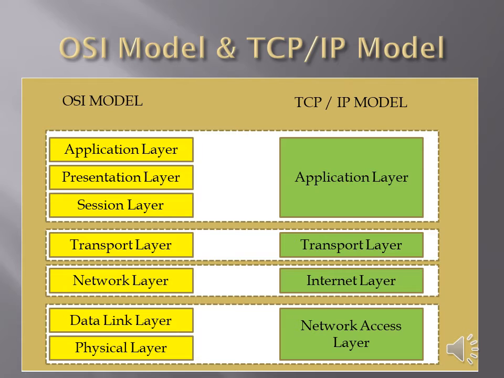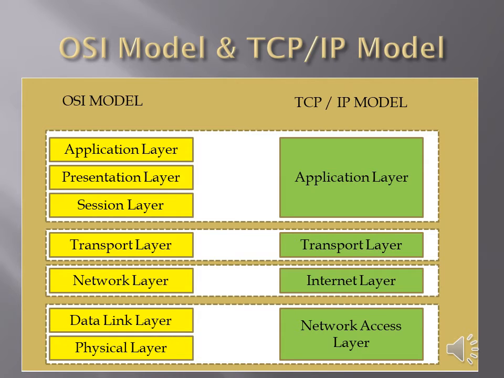You can see that application layer in the TCP/IP model is giving the functionality of 3 different layers in the OSI model. That is application layer, presentation layer and session layer. Means in the application layer in TCP/IP model, application services, encryption, decryption, translation, encoding, decoding and session establishment all are happening in the single layer.